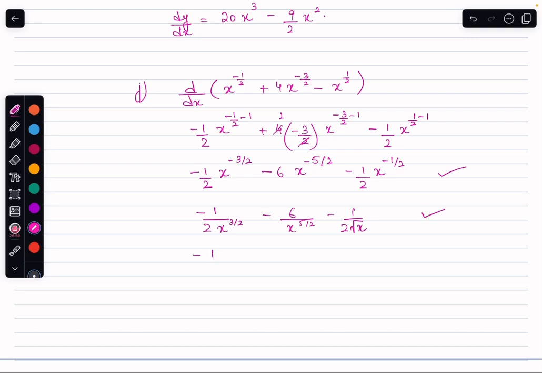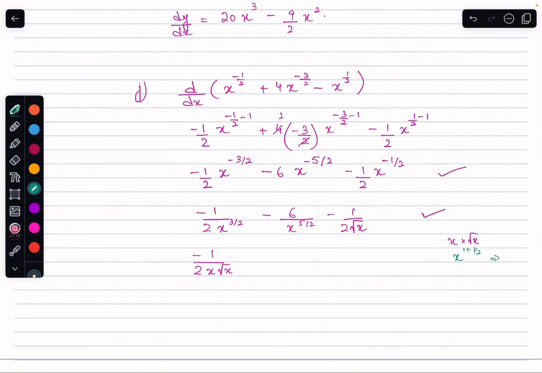Also, I can express this as 1 by 2. X to the power 3 by 2, I can write it as x root x. Because if I have x times root x, then it means it's 1 plus 1 by 2.